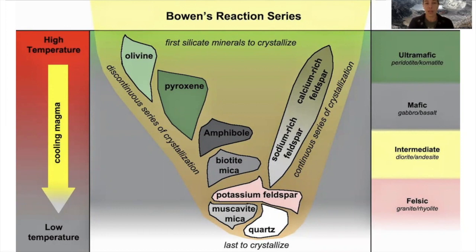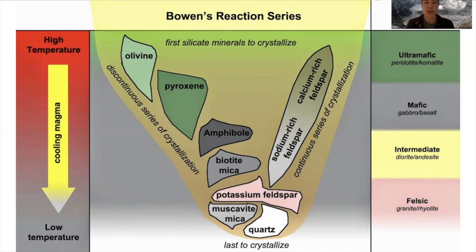In the center of the diagram, we have a list of minerals, and they're sort of in these blob shapes and organized on the left as a discontinuous series of crystallization, and on the right as a continuous series of crystallization. On the right side of the diagram is a list of igneous rock compositions ranging from ultramafic at the top down to felsic at the bottom. So let's make connections across this diagram.